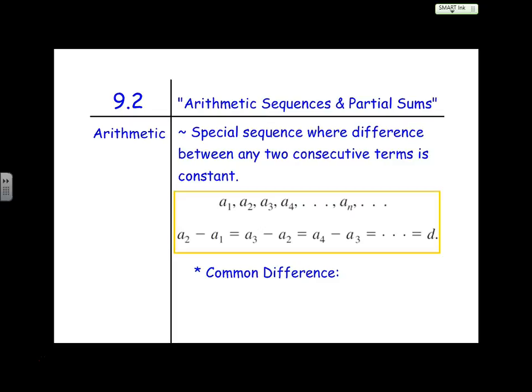Alright, here we go. If you guys remember, and you probably don't, I'm just trying to bookend something that I referenced earlier. Section 9.1 was an introduction to sequences and series. We saw things like a sub n formulas, recursive formulas, sequences and series, what they are, how we denote them, etc. We were introducing them, but we weren't really talking about the special types of sequences and series.